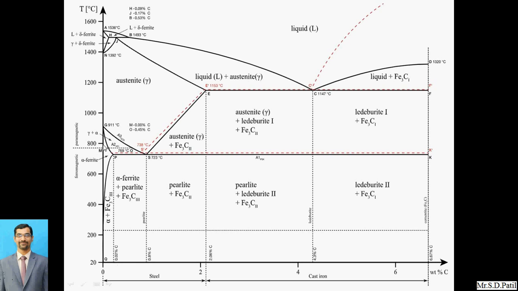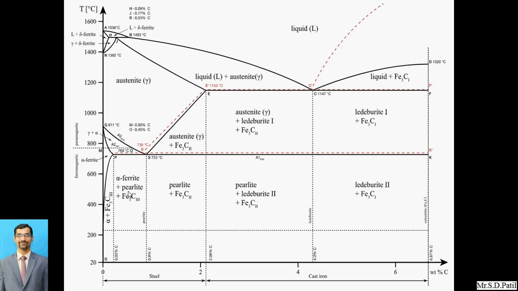Whatever is present in this particular curve is the alpha ferrite, and below this is alpha plus Fe3C. So this will be alpha, this will be alpha plus Fe3C. Now when we add carbon content to it, this will be alpha ferrite plus perlite. So when we add the percentage of carbon, it converts into the perlite. Perlite in the sense what?